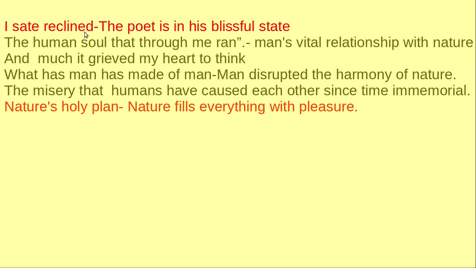Now, coming to the poem, some lines have implied meanings. I say trickling lines, that means the poet is in his blissful state. The human soul that through me ran, that shows man's vital relationship with nature. And next one is, and much it grieved my heart to think what man has made of man. Two lines together mean man disrupted the harmony of nature, the misery humans have caused each other since time immemorial, right? And nature's holy plan means nature fills everything with pleasure.